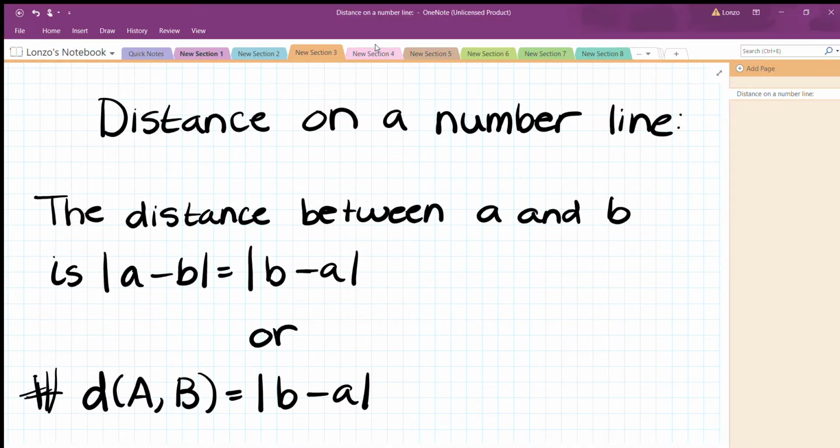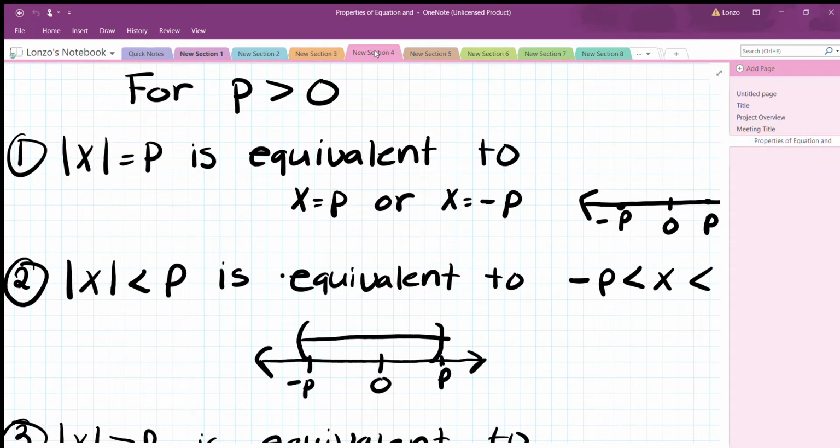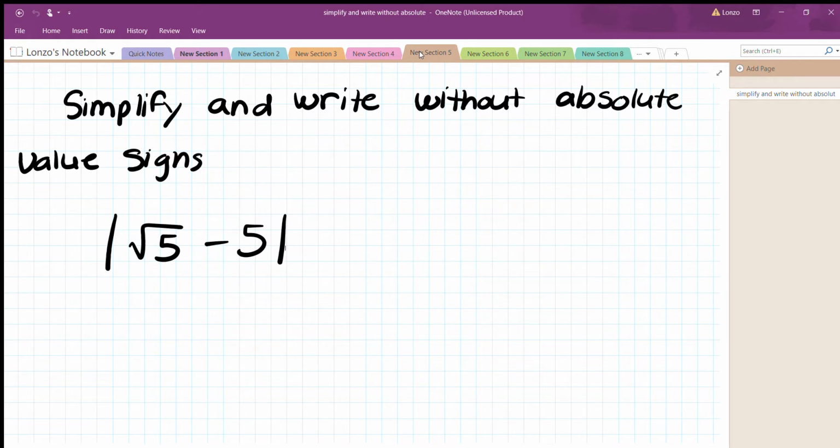Let's see. Okay, let's start with the first problem. It says simplify and write without absolute value signs. So you have the absolute value of square root of 5 minus 5. So we're going to go back to this rule, right? The distance rule: the absolute value of A minus B is equivalent to the absolute value of B minus A.